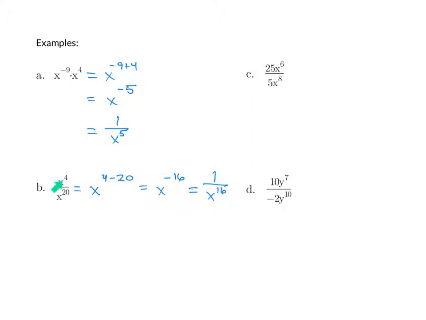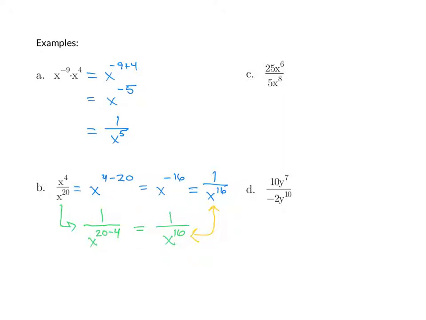Since 4 is smaller than 20, I want to do 20 minus 4. That means I want to move my x to the 4th down to the bottom. If we do that, we get 1 over x to the 20 minus 4, which is equal to 1 over x to the 16th, giving me the same answer that I got previously.